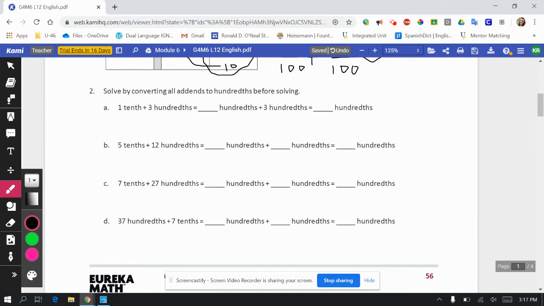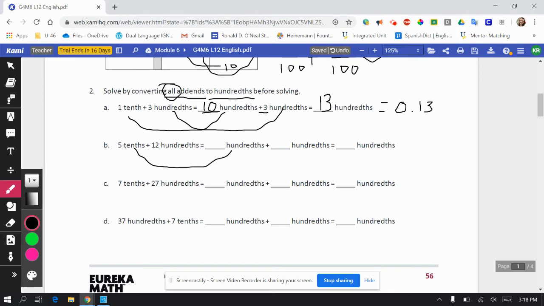number 2. Solve by converting all addends to hundredths before solving. So much like we did up above, but now we're doing it without pictures, okay? So 1/10 is going to become how many hundredths? 10 hundredths. 3 hundredths stays the same. And then 10 hundredths plus 3 hundredths equals 13 hundredths. I'm going to take that one step further and turn it into a decimal. Next one, 5/10 becomes 50 hundredths. 12 hundredths stays the same. That becomes 62 hundredths, which equals 0.62.